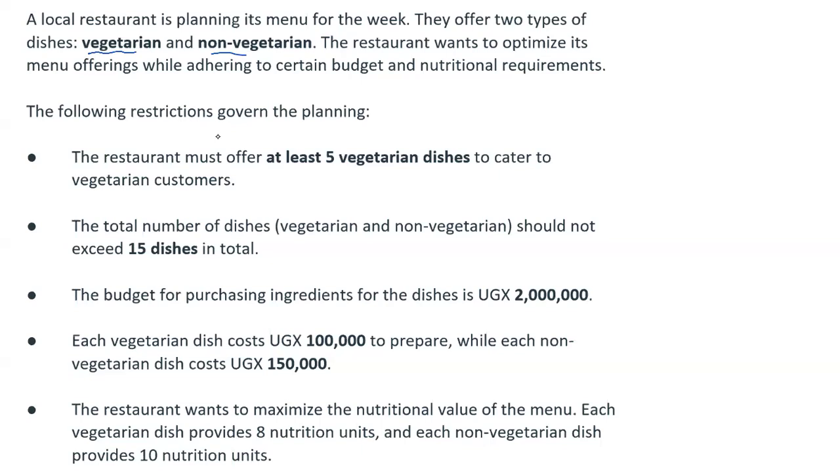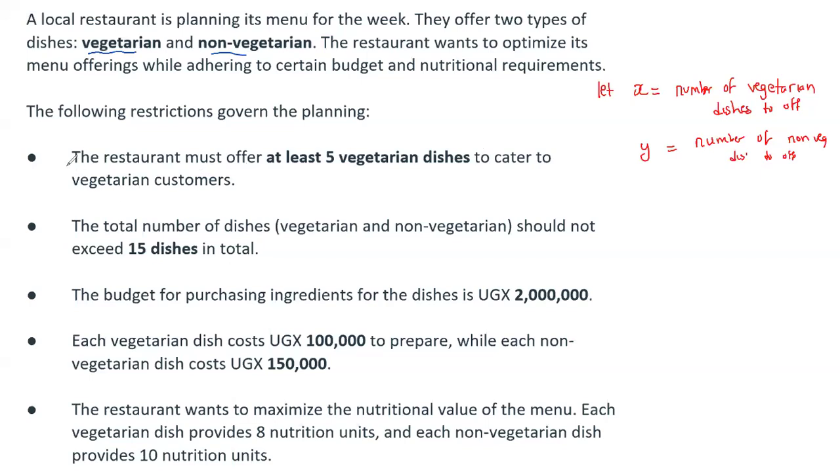Vegetarian is X. And non-vegetarian, Y. Thank you. So here I'm going to say, let X equal the number of vegetarian dishes to offer. Then I will say let y equal the number of non-vegetarian dishes to offer. Very good.